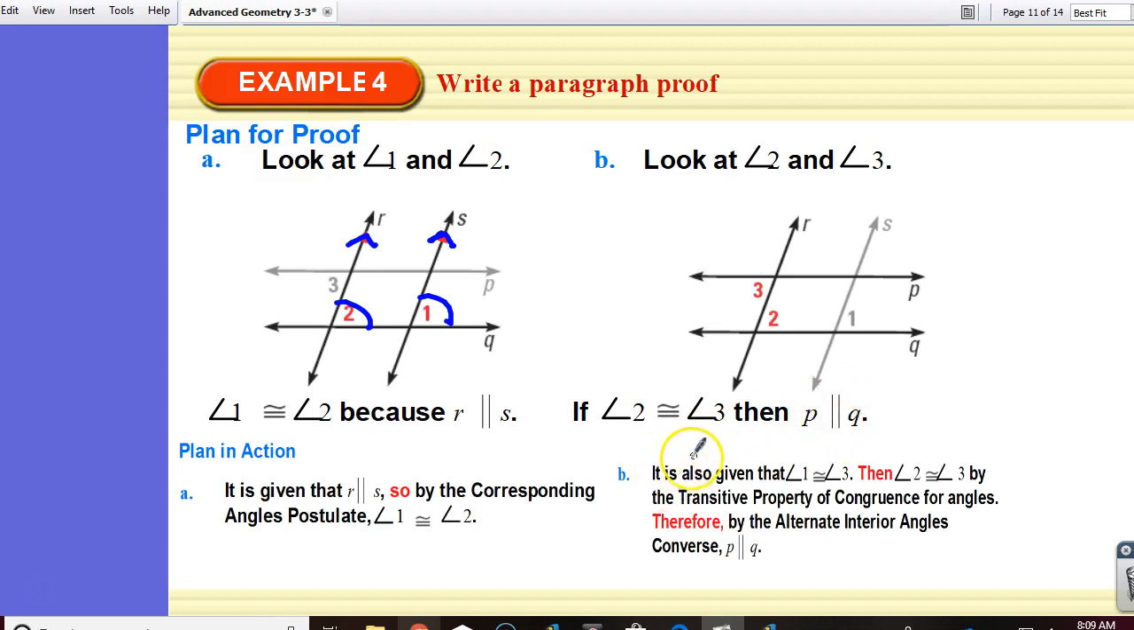So you're going to just write, if it's a paragraph proof, you write it in words. It is also given that angle 1 is congruent to angle 3, and angle 2 is congruent to angle 3 by the transitive property of congruence for angles. Therefore, by alternate interior angles converse, P is parallel to Q. So you do the same thing as a two-column proof, but you just write it in words, in a paragraph.